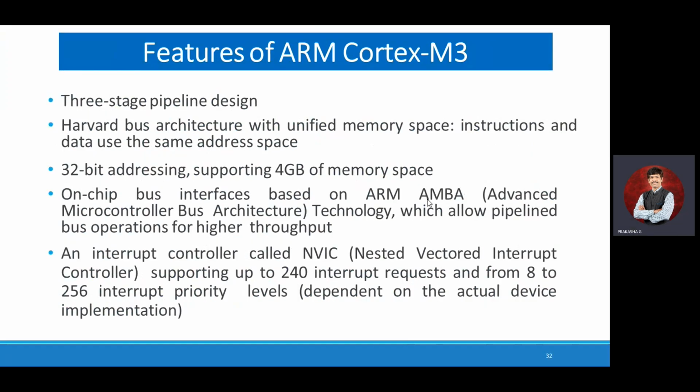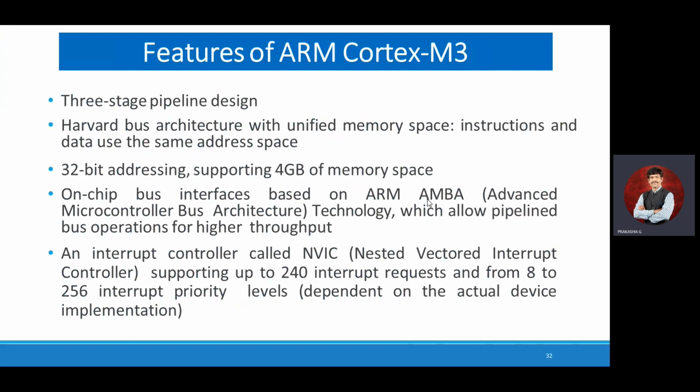Three-stage pipeline. I told you already, pipelining of instructions: fetch, decode, execute. These are the three stages. Pipelining is used so that I don't have to wait until the first instruction completes its operation. Once the first instruction is fetched, it is sent to decode, and the second instruction can be fetched. So we can reduce the number of cycles, the time required for execution.